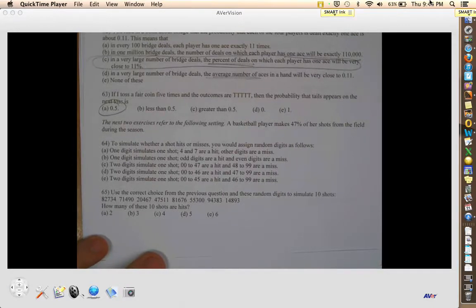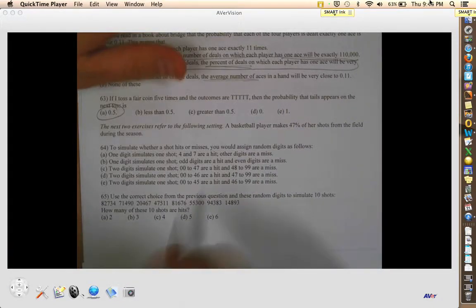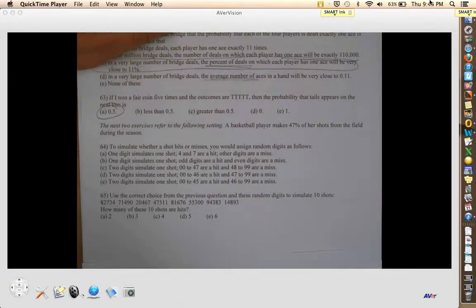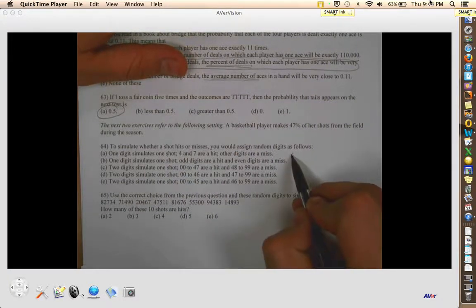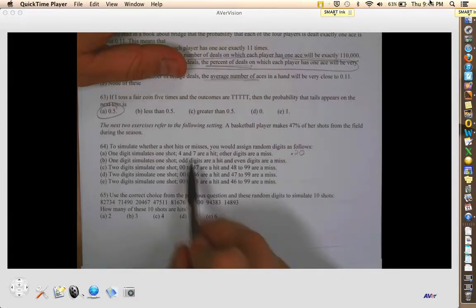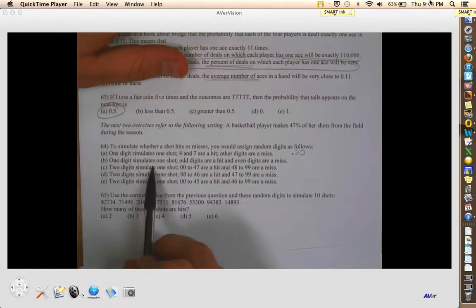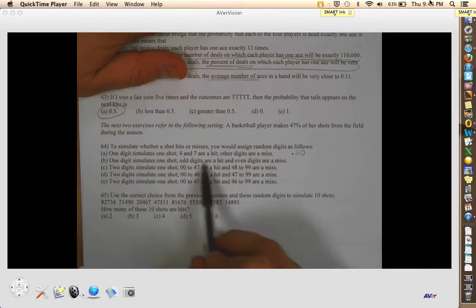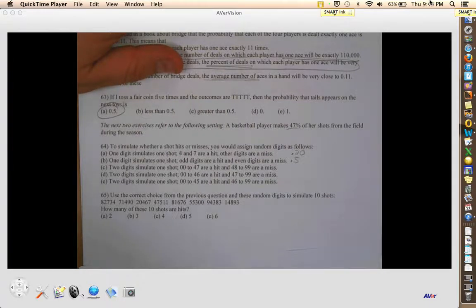A basketball player makes 47% of her shots from the field during the season. To simulate whether a shot hits or misses, you would assign random digits as follows. 1 digit simulates one shot, 4 and 7 are hit, the other digits are miss. Well, that would be 20%, and that won't work because 4 and 7 are 2 of the 10 digits. 1 digit simulates one shot, odd digits are a hit, and even digits are a miss. This is closer, but now it's 50-50, and that's not the percent. She used 47.